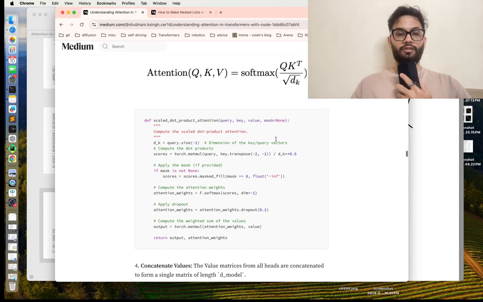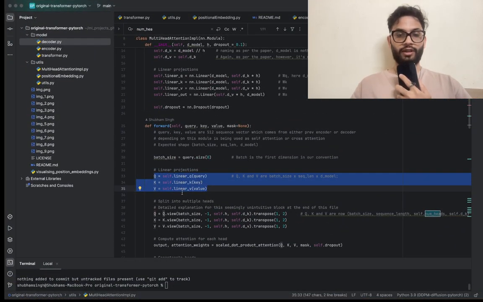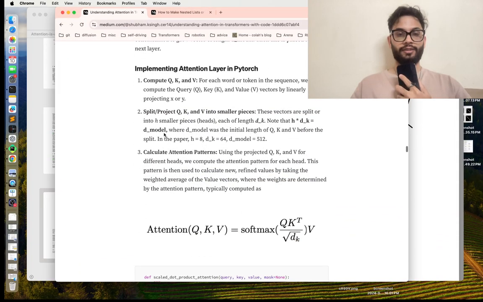Now moving forward, once we have calculated Q, K, and V in code, the next step is to split them. Let's see what the next step is. We will split Q, K, and V into smaller pieces. Why? Because of multi-head attention. Our layer is multi-head. So we'll split Q, K, and V into H equal parts. The length of the subsequent parts will be dk, right? So obviously H times dk will be d model, where d model was the initial length of these q, k, and v vectors, and we'll do our computations in parallel for these parts.